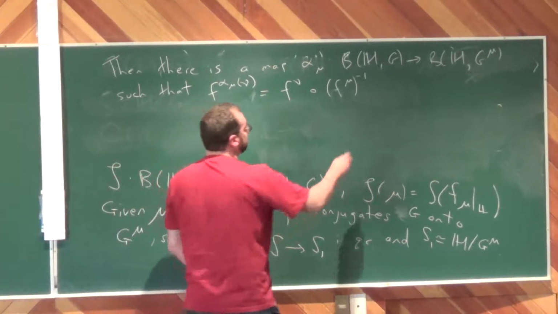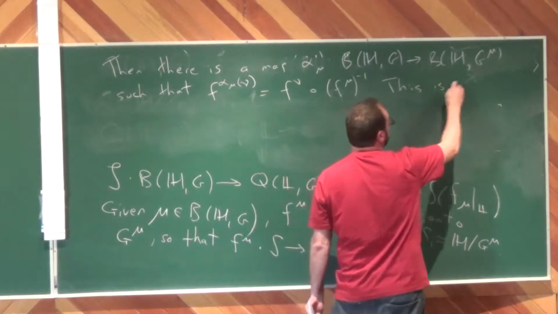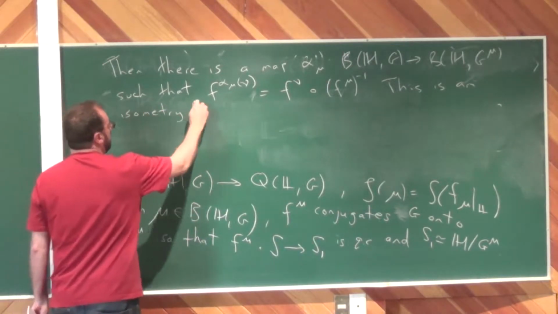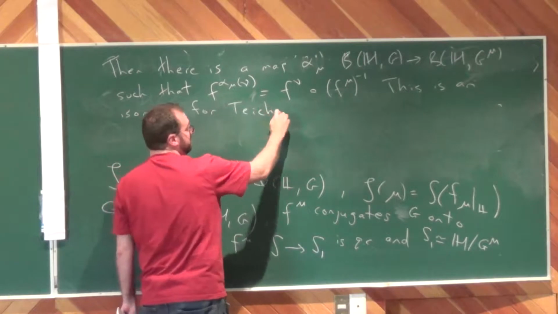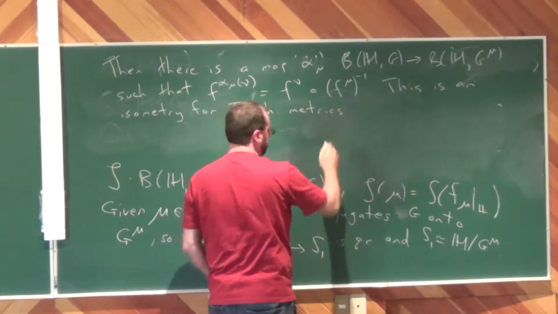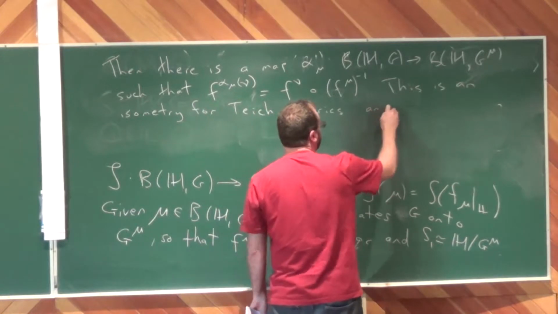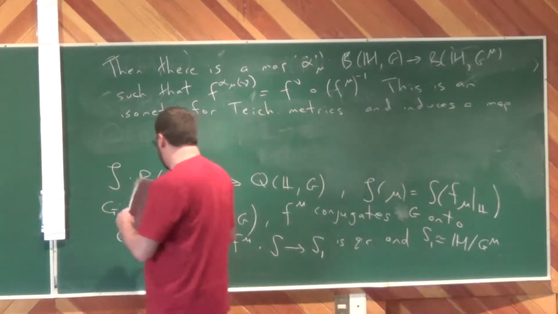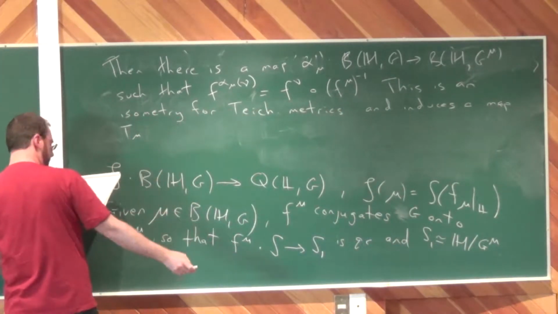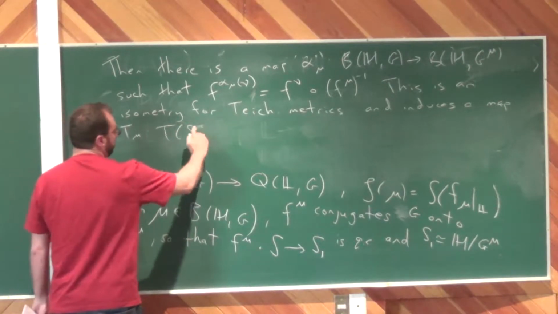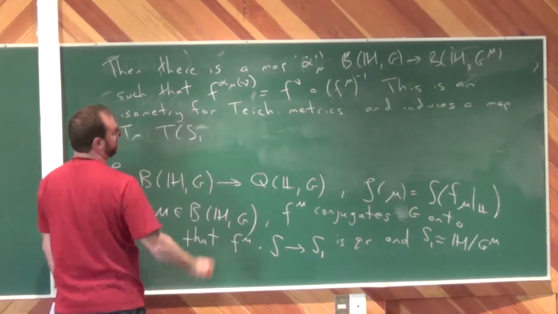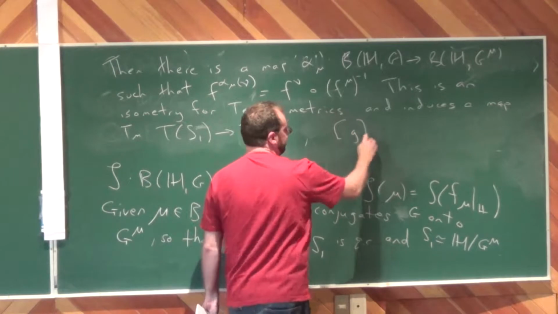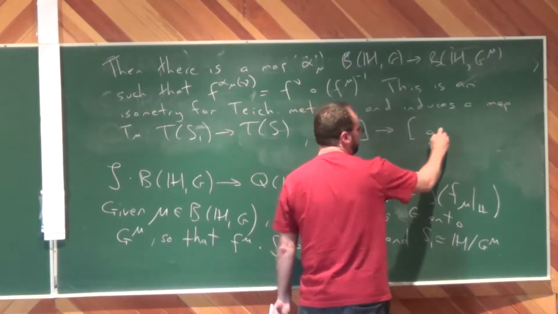So it's almost not important what it is, but what it is is an isometry for the respective Teichmüller metrics, and it induces a map tau mu from T of, I call it S1, didn't I? S1 to CS, given by G being sent to the class of G composed with F inverse.